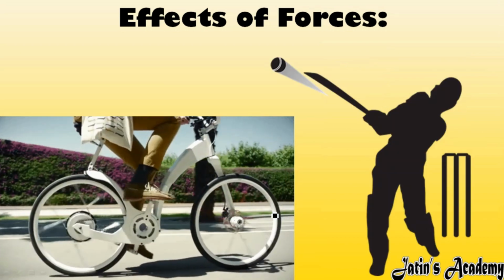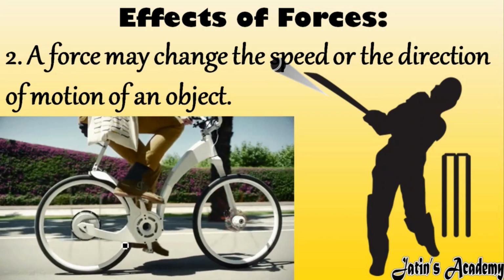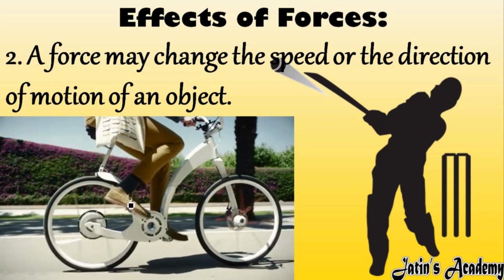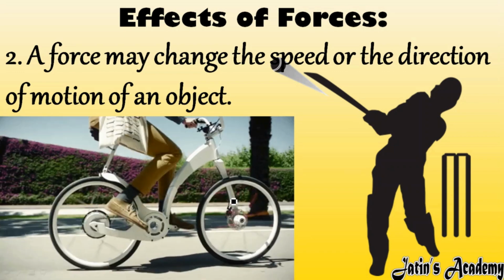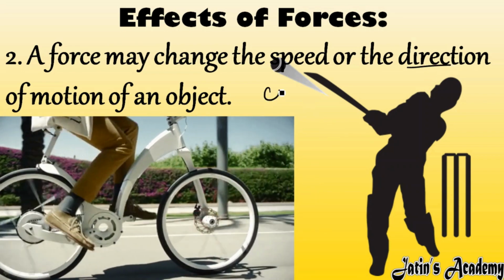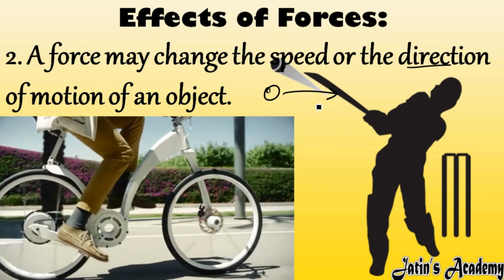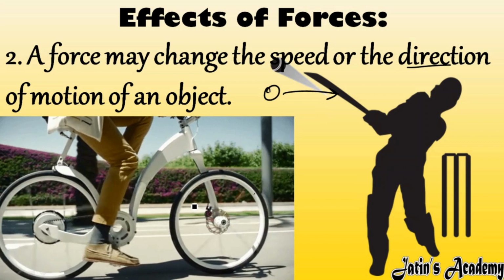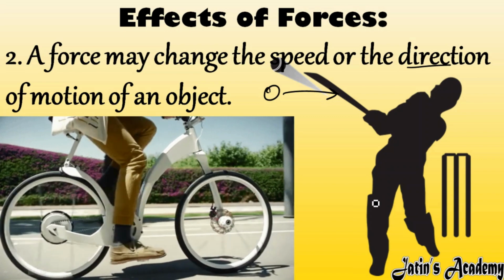Second effect of force: a force may change the speed. If we apply the force on the pedals of this bicycle, the force can change the speed of the cycle. If you apply less force, less speed will be there. When you apply more and more force on the pedals, the speed of the cycle will be more. Or a force can change direction also. For example, the ball is coming towards this batsman, and when this batsman hits the ball, means applies the force, the ball changes its direction. So by the force we can change speed also. By applying the force, we can change the direction of motion of an object.